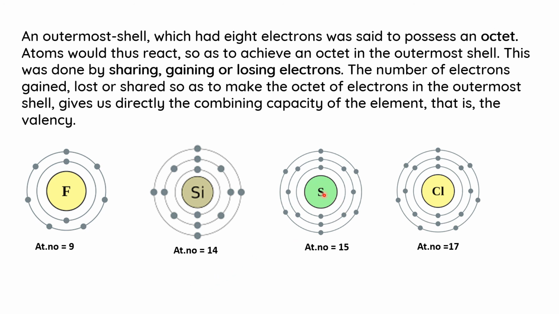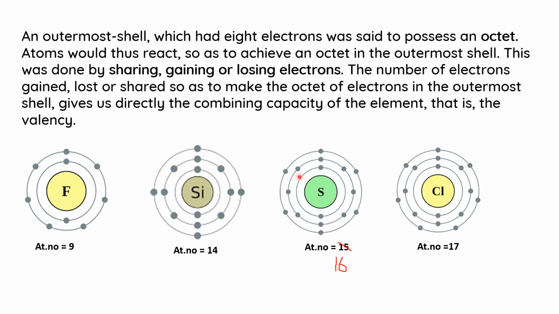Next is sulfur. Sulfur, the atomic number is not 15, sorry, this is 16. Atomic number of sulfur is 16. So here the first shell, K shell, has 2, L shell 8, so 8 plus 2 is 10. Then how many more? 6 electrons are in the outermost shell.